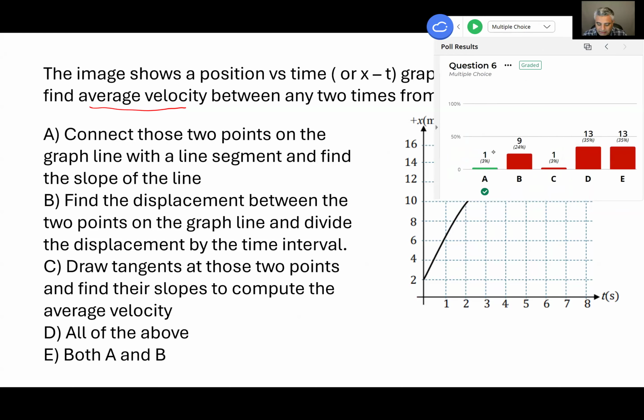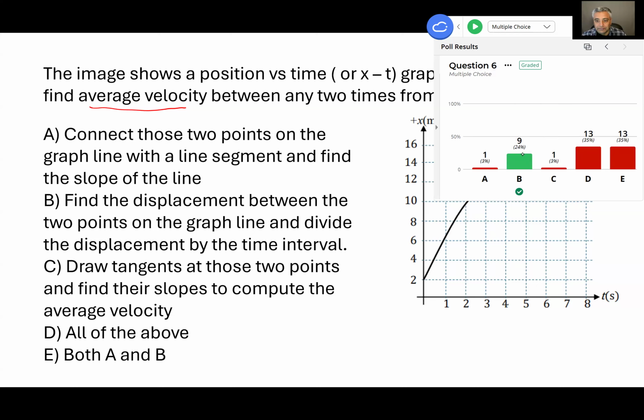So average velocity you find by using A. Oh, that was the displacement. My bad. I forgot. Okay. Find the displacement between 2 points on the graph line and divide the displacement by the time interval. Okay, that's one way. Draw tangents at those 2 points and find their slopes to compute the average velocity. It looks like B is the best choice in this case.